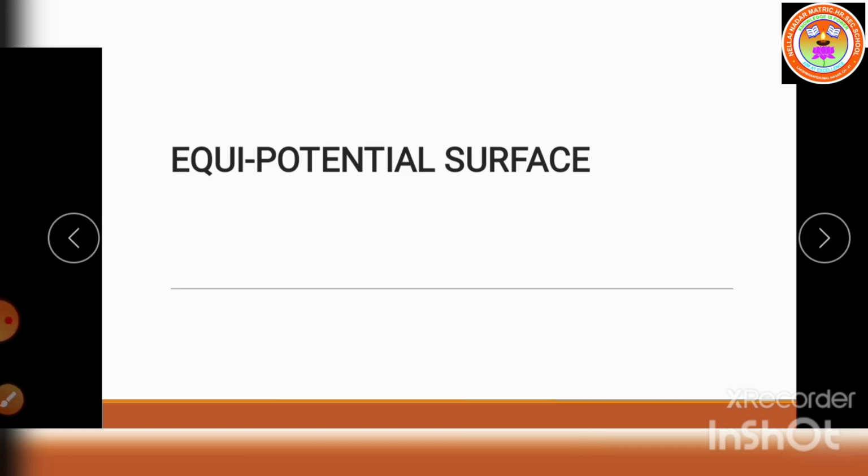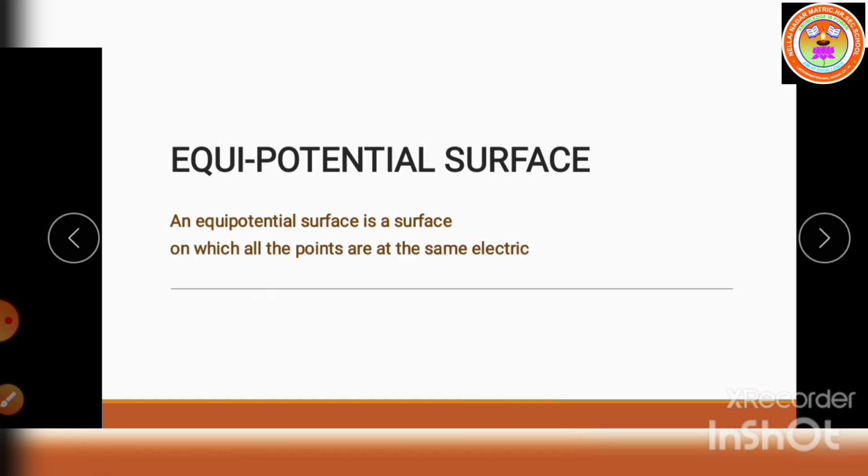Today we are going to discuss equipotential surface. From the name itself, you all know that it means equal potential on the surface. That is, an equipotential surface is a surface on which all the points are at the same electric potential. That is what we call an equipotential surface.